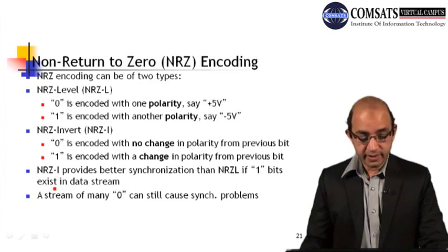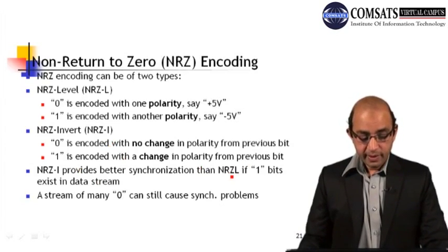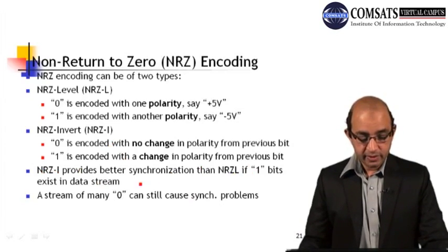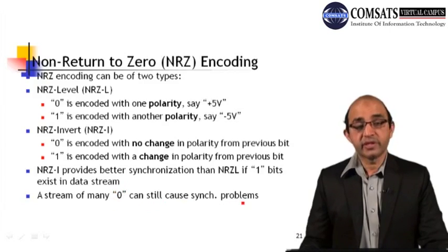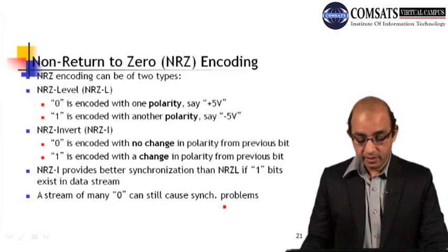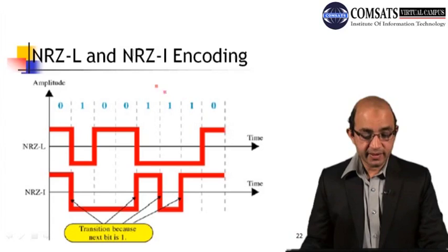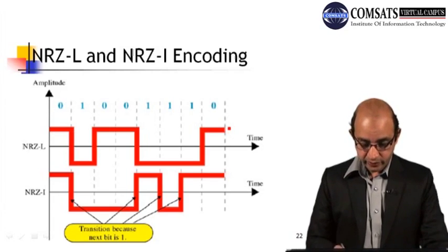So there is better synchronization with NRZ-L if one bits exist in the data stream. If we have a long stream of 1s, then NRZ-I gives better performance as opposed to NRZ-L. Zeros can still cause synchronization problems when we talk about NRZ-L or NRZ-I. So here we will be talking about the NRZ-L and NRZ inverted encoding schemes. You can see 0 is represented by positive 5 volt. So if this is the 5 volt, let me write it down over here.